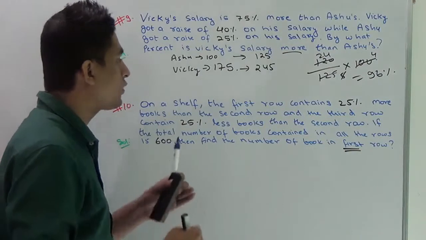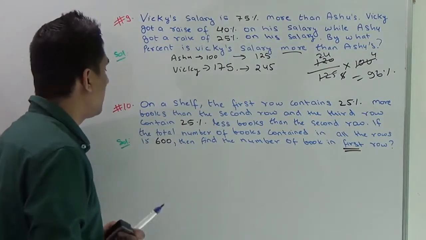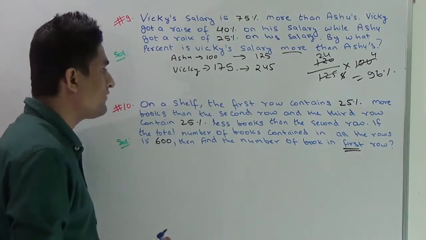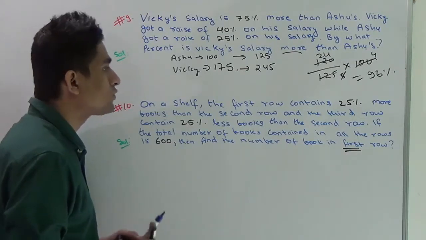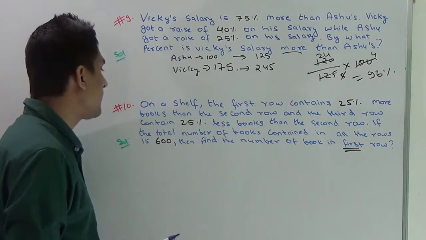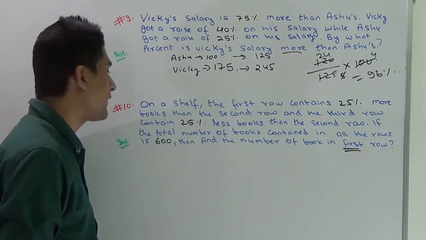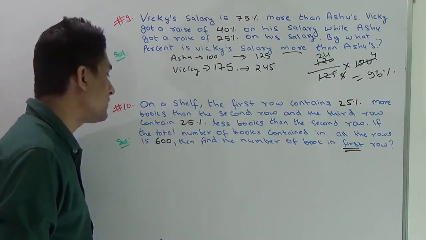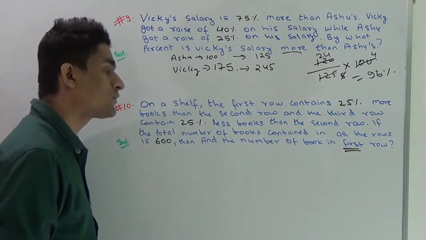Now I think this question is clear to you. I'll move to the next question this time. On a shelf, the first row contains 25% more books than the second row, and the third row contains 25% less books than the second row. If the total number of books in all the rows is 600, then find the number of books in the first row.